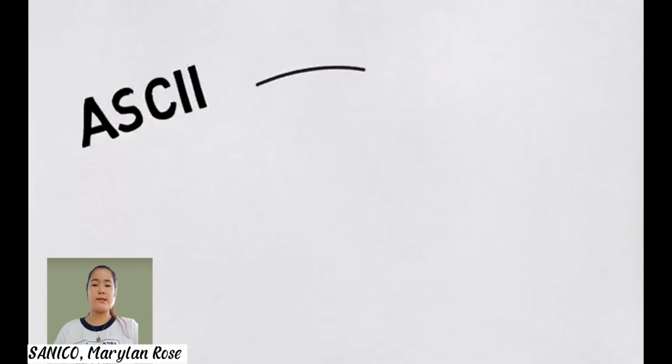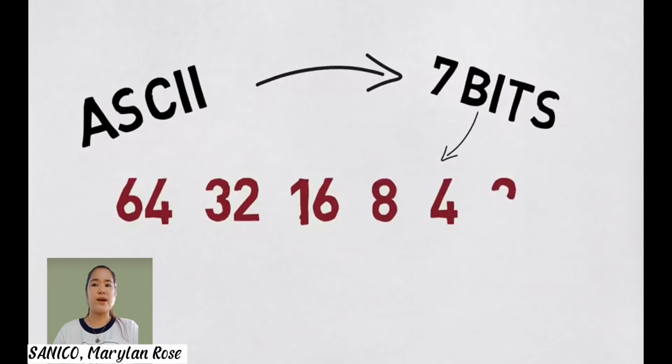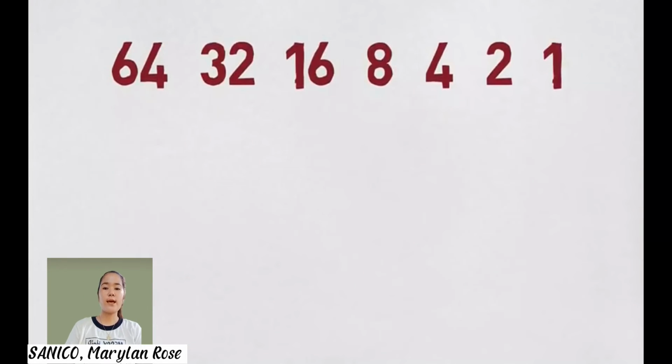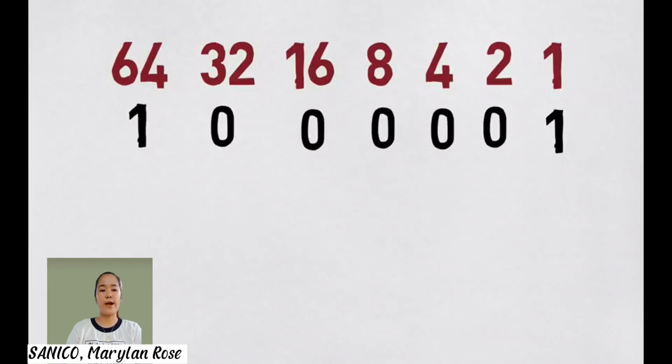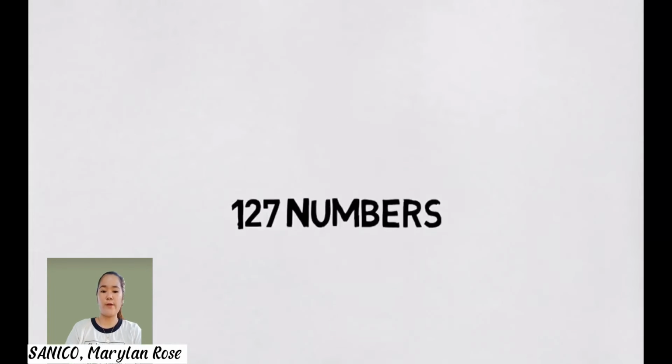ASCII uses 7 bits. In other words, the binary numbers representing these letters have 7 bits to them. So we can use 7 columns to create a possible 127 different numbers, each of which has a number or letter symbol associated with it. So if we take 7 bits like this, we can create a binary number using 64 and 1 to create the number 65, which represents A. So this is the binary representation of the letter A on your keyboard.